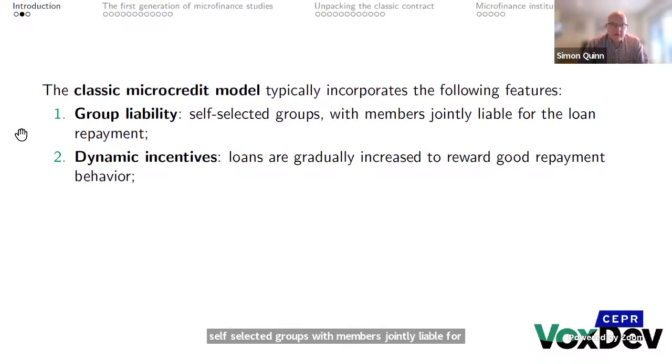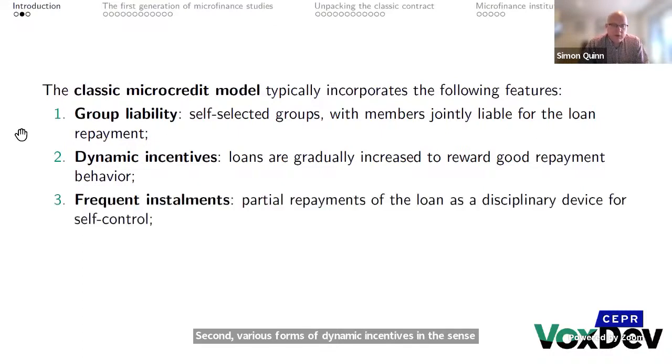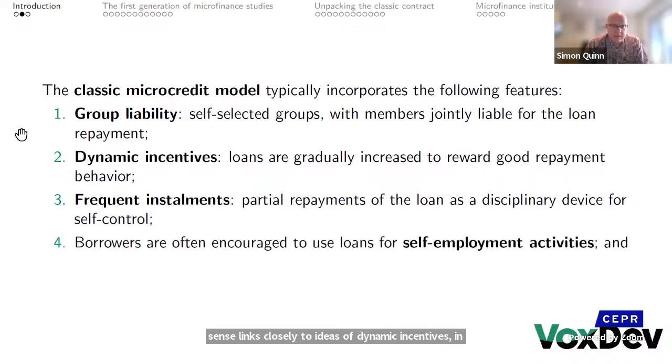Second, various forms of dynamic incentives, in the sense that loans are gradually increased to reward good repayment behavior. Third, the use of frequent installments, which links closely to ideas of dynamic incentives, in the sense that you have partial repayments of the loan as a disciplinary device for self-control.